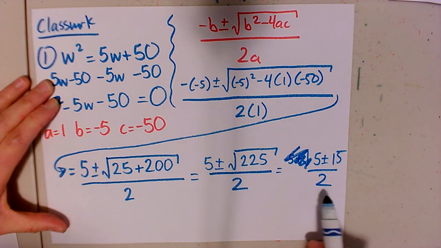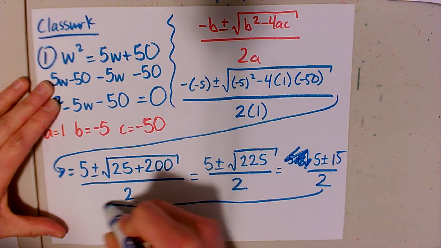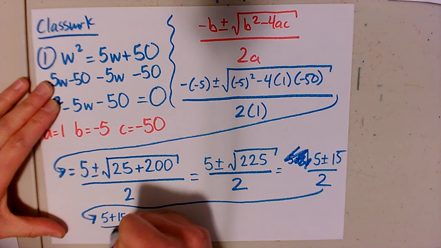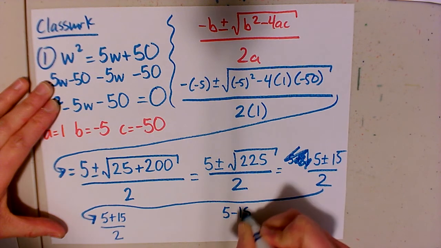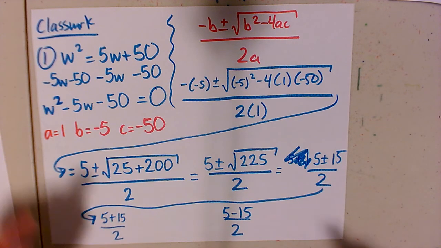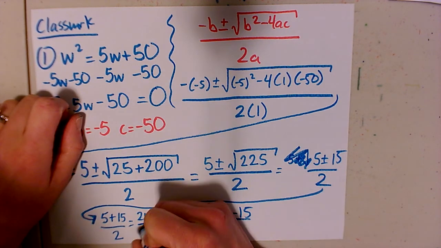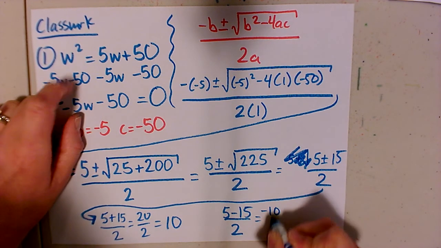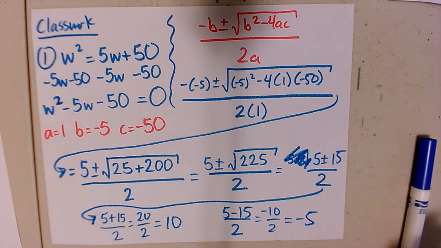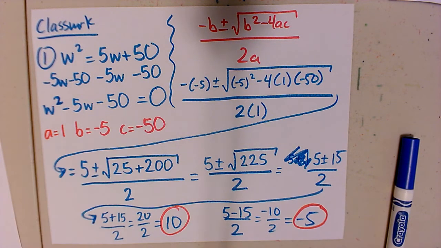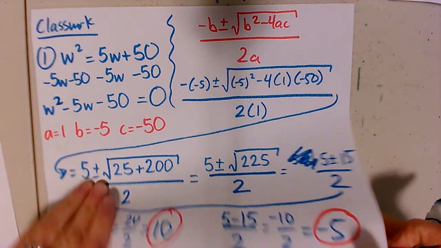Now this is something that we're going to have to evaluate and get 2 answers for. So this is going to turn into 5 plus 15 over 2 and 5 minus 15 over 2. So this plus or minus, you're going to have to split things up and evaluate both. So 5 plus 15, we have a 20 over 2, so that gives us 10. And then 5 minus 15, that's a negative 10 over 2, which is a negative 5. So your 2 solutions are 10 and negative 5 for number 1. Alright, let's go on to number 2.